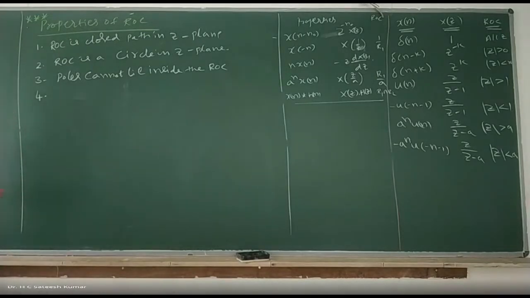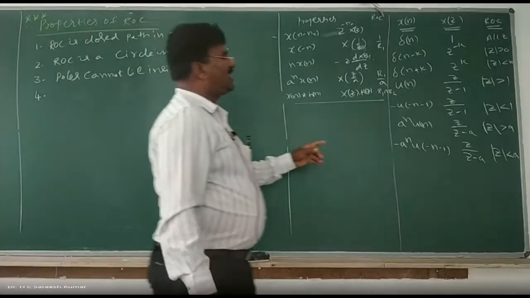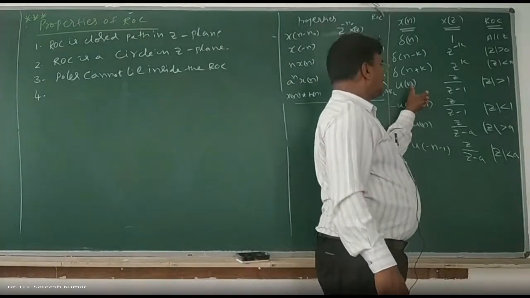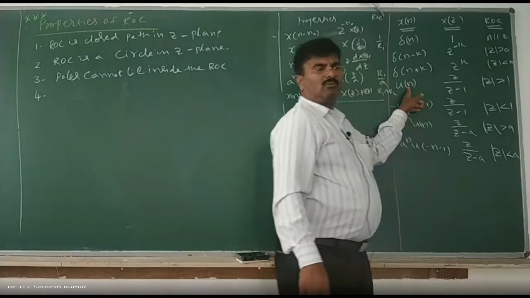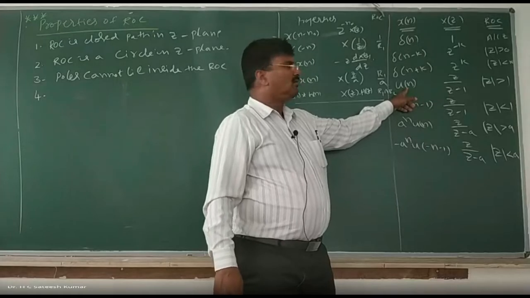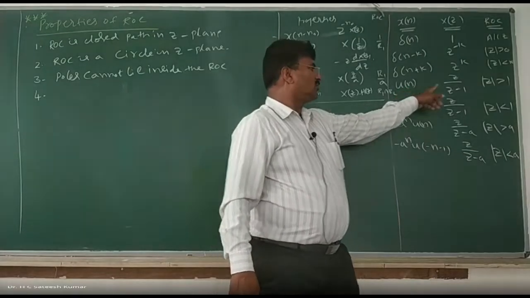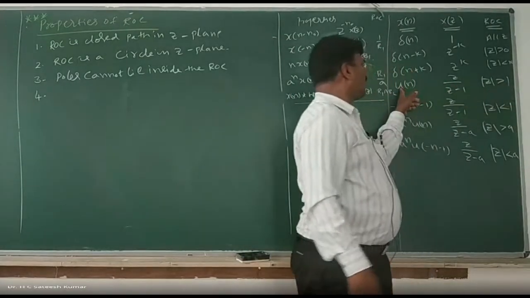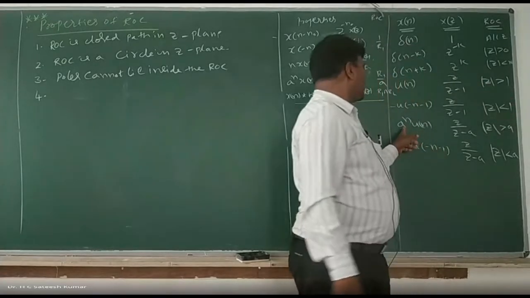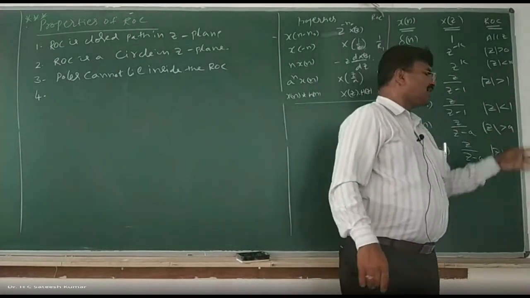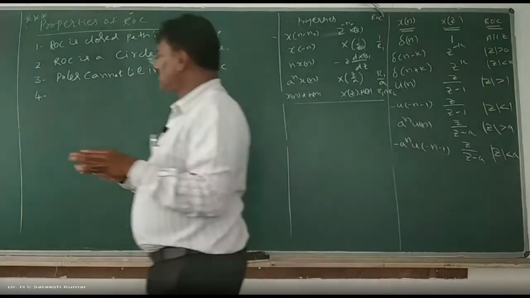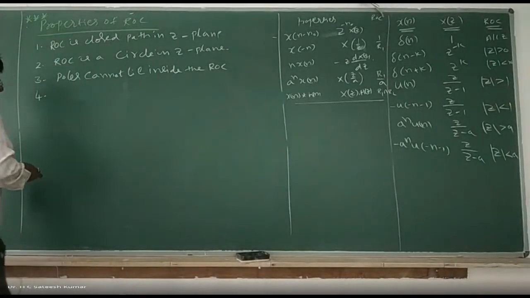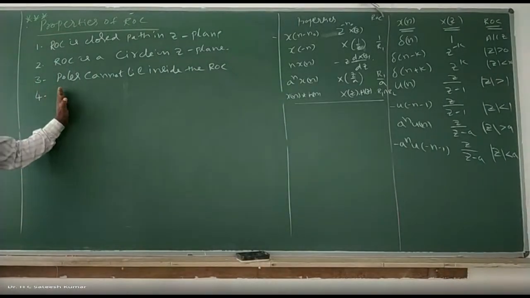For a right-handed sequence, wherever you see plus n, right-handed means wherever plus n is there, for all those things, mod Z greater than 1. See, u of n, mod Z greater than 1. A power n into u of n, mod Z greater than a. So always greater. That means the ROC lies outside the pole. So, what is the meaning of that?